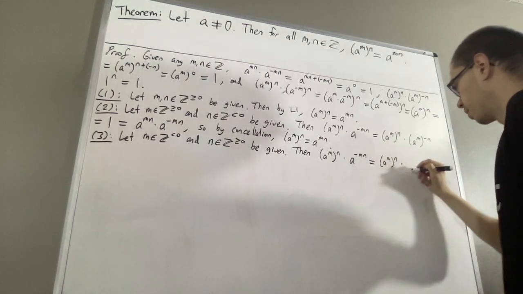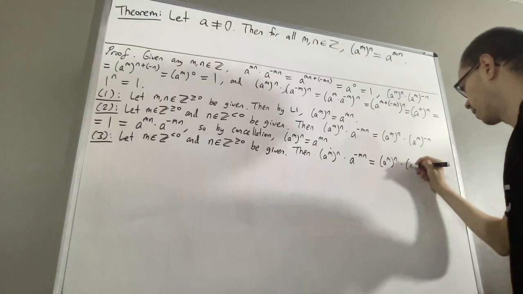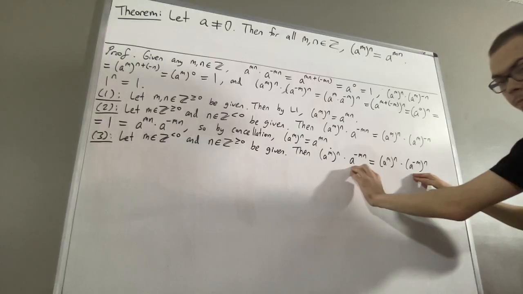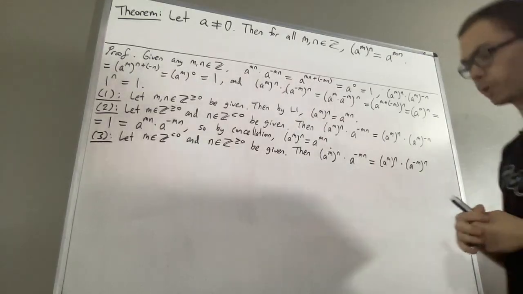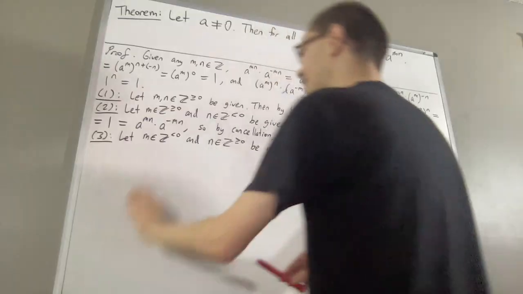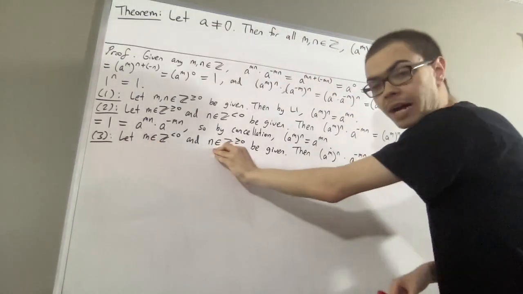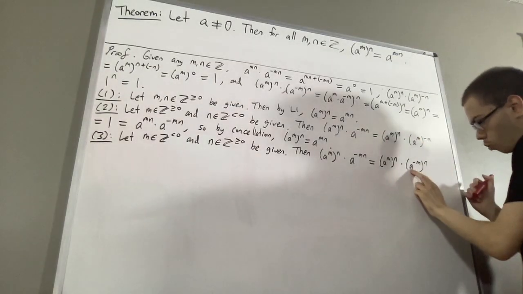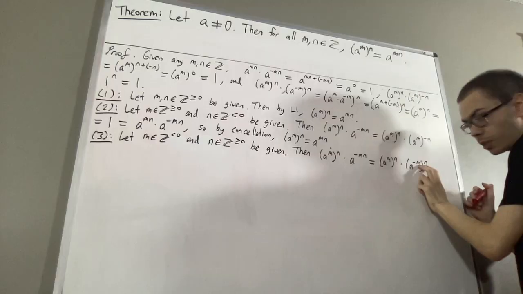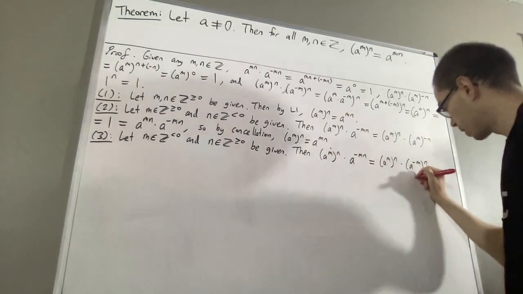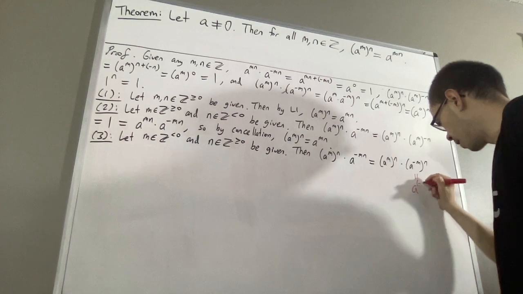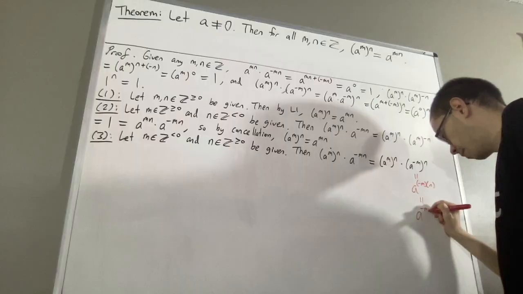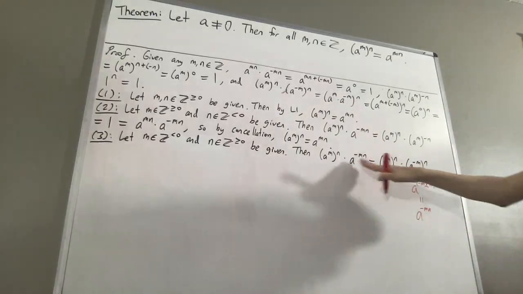Now instead, we could write that it's the same thing as a to the power of negative m to the power of n. So these two are equal. The reason why is due to our first preliminary result. Notice, negative m and n are both non-negative integers. So by our first preliminary result, we can multiply the exponents. When we multiply the exponents, that's a to the power of negative m times n, or we could just write that as a to the power of negative mn. So this is equal to this.